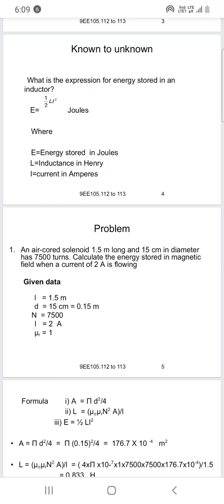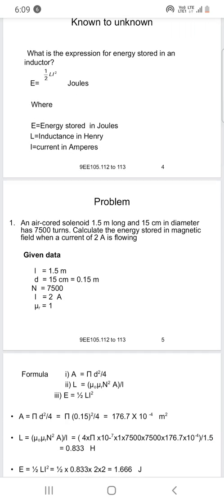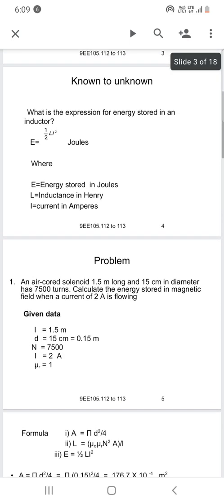Here E is the energy stored in joules, L is the inductance in Henry, and I is the current in amperes. So this is the expression for the energy stored in an inductor.